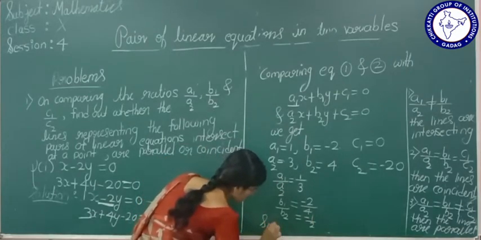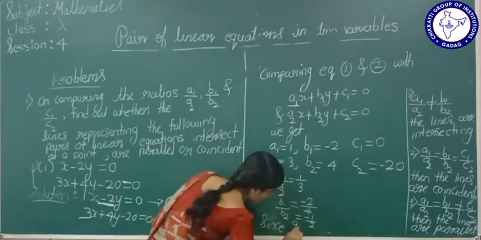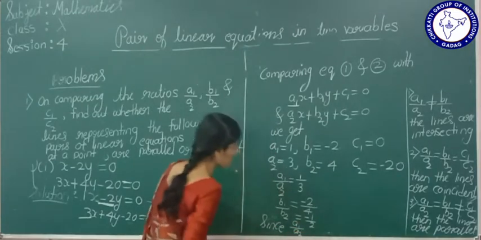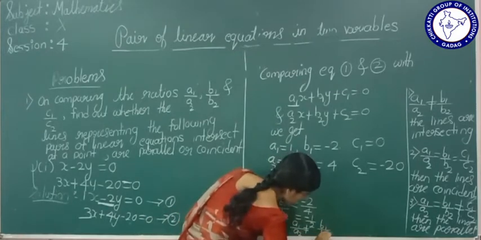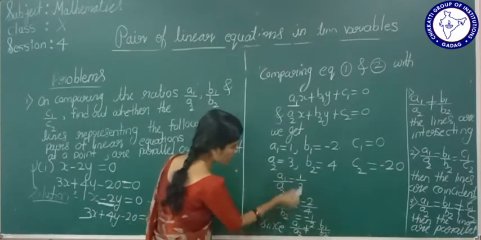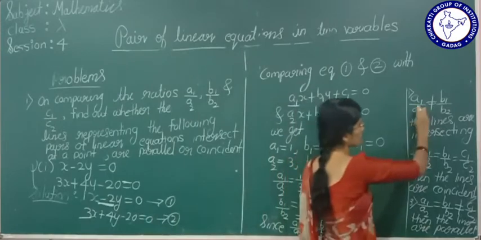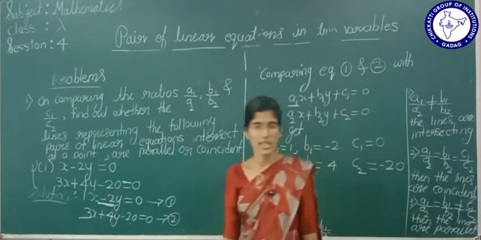Since a1 by a2 is not equal to b1 by b2. Yes or no students? Here these two are not equal. If these are not equal, the lines are intersecting. Yes or no?